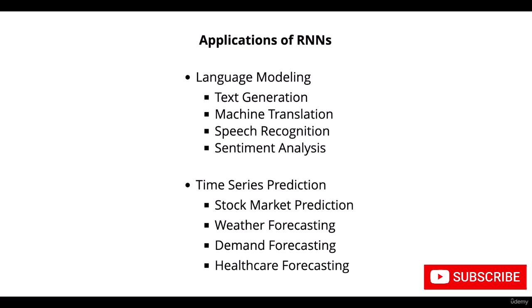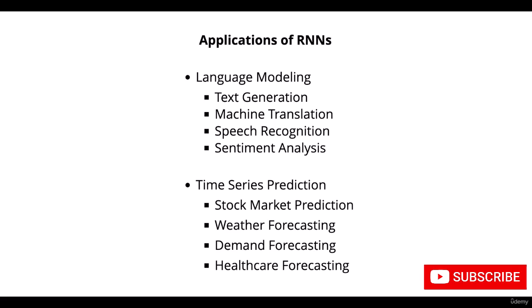Applications of RNN in language modeling include: first one is text generation. RNNs can generate realistic text by predicting the next word based on the context of previous words. This is commonly used in applications such as chatbots, virtual assistants, and automatic writing. And you've probably figured out where you have used it by now. Next one is machine translation. RNNs are used in machine translation systems to model the relationship between words in different languages and generate accurate translations.